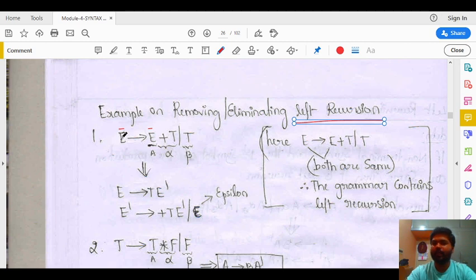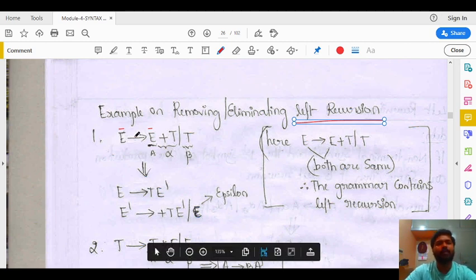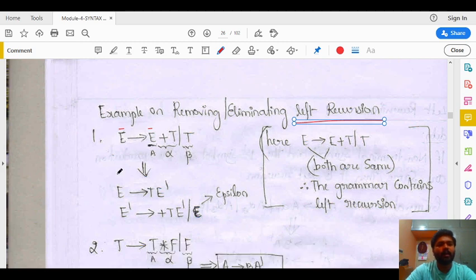So what is it that we need to work on here? I should not have the repeating things. So this is of the form E tends to E alpha or beta, E tends to alpha 1 A dash. So here let me write: A tends to beta A dash, and what does A dash say? A dash tends to whatever I have with alpha A dash or epsilon. This is my ground rule.